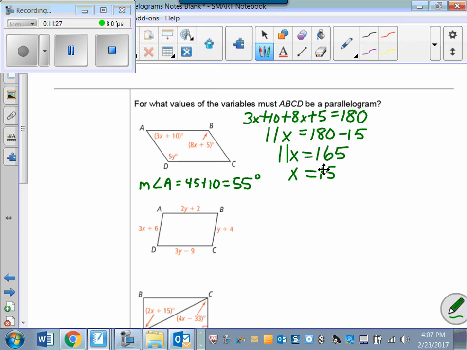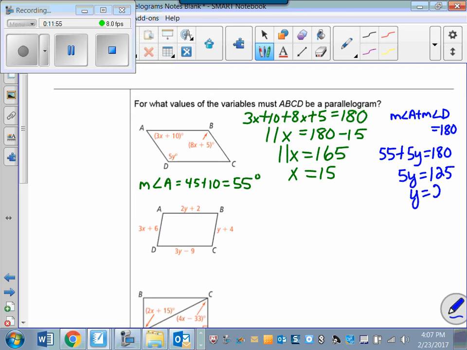So the measure of angle A plus the measure of angle D equals 180. So I'll pick a different color for that. So the measure of angle A plus the measure of angle D has to be 180 because they have to be supplementary. So 55 plus 5y equals 180. So 5y is 180 minus 55, which is 125. So that means y has to be 25, if my math is okay. All right, so those are the values x and y have to be for that ABCD to be a parallelogram.